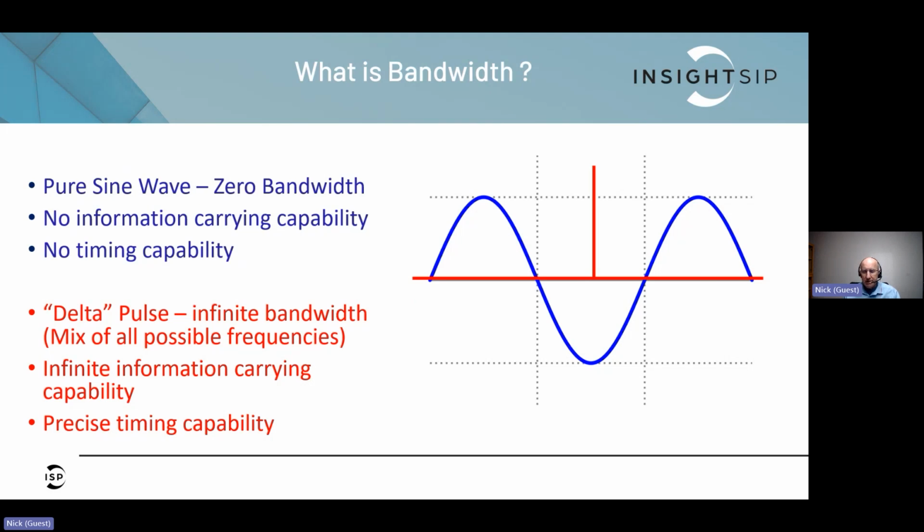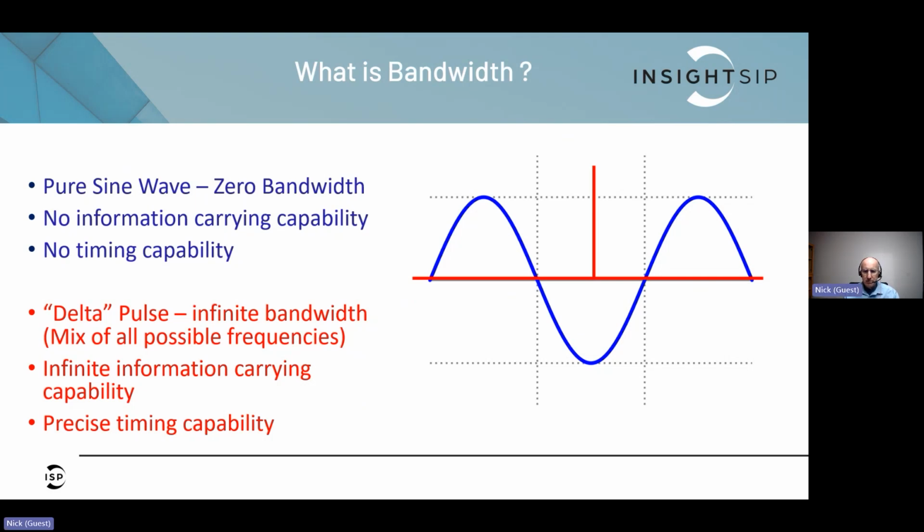And with this sort of pulse that takes zero time in this theoretical case, you can carry an infinite amount of information in theory, because you can have any number of these pulses on or off over a particular time period. So it has a very high information carrying capability. And it also has a precise timing capability. Because it exists in one point in time, you detect the signal and you can time exactly, in theory, of course, when it arrives.